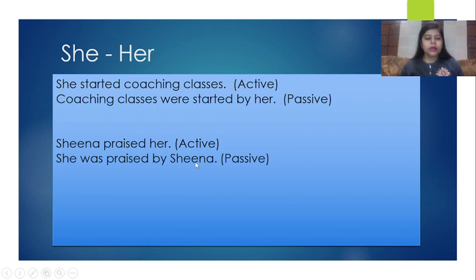Same thing has been conveyed, right? So first is an active form and then second one is in passive form. Hope it is clear to you. Let's move to next slide.